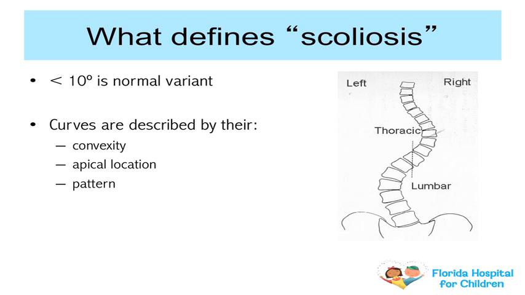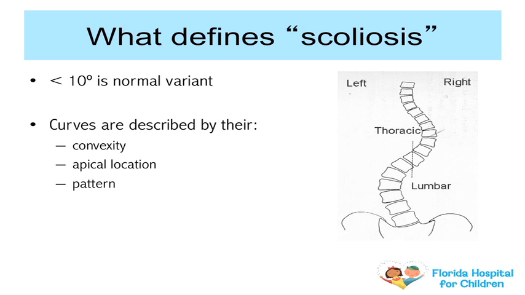And you can describe curves based upon three things. One is the size of the curve, where the curve is at, where the convexity or where the most curved portion of the back curve is at, and in terms of the pattern. So, for example, anything less than 10 degrees is technically not even called scoliosis because anything less than 10 degrees is within normal limits. So, if somebody has a 10-degree curve or smaller, that's considered relatively normal, and you don't have to worry too much about it. It's the curves which are more than 10 degrees which are formally called scoliosis.